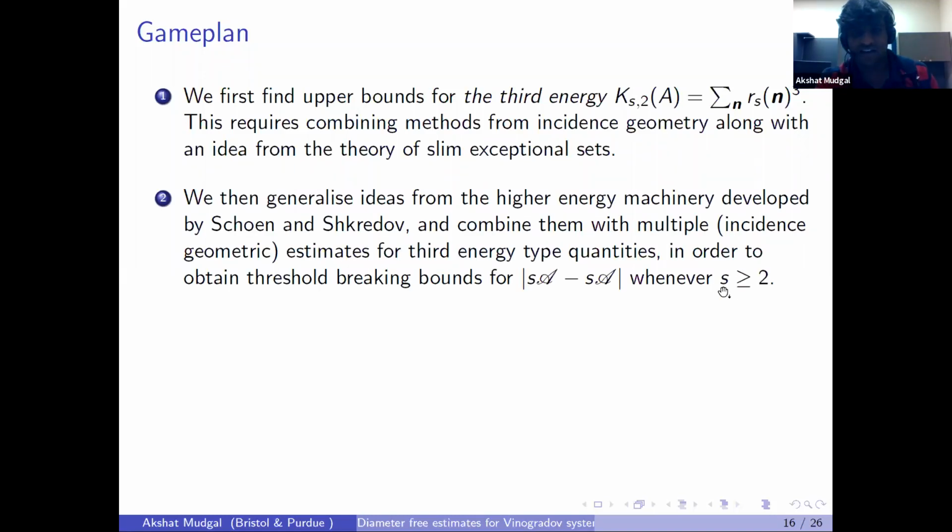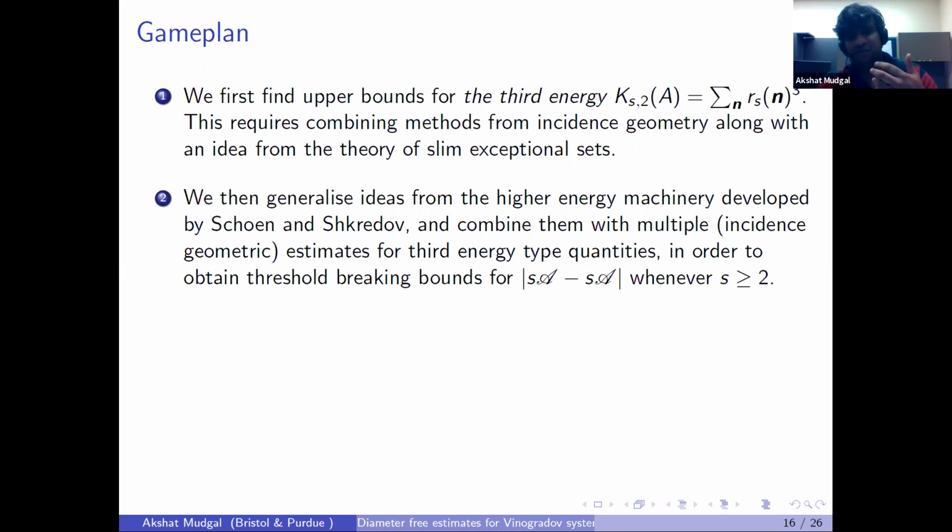Once we have the third energy estimate, we'll go to the higher energy machinery, which was originally developed by Schoen and Shkredov to bound things such as sumsets of convex sequences, or to make progress on sum-product results. We'll use the higher energy machinery for our particular system, which will require multiple third energy estimates, very similar to these. And with this, we'll finally get threshold-breaking bounds for the sumset. So after step 2, we'll have bounds for the sumset which are much stronger than the ones we were getting from our preliminary attempt.